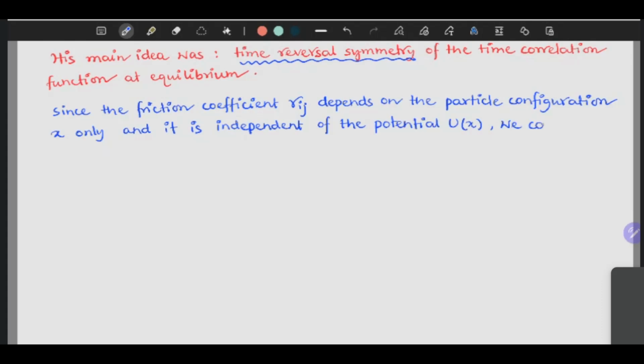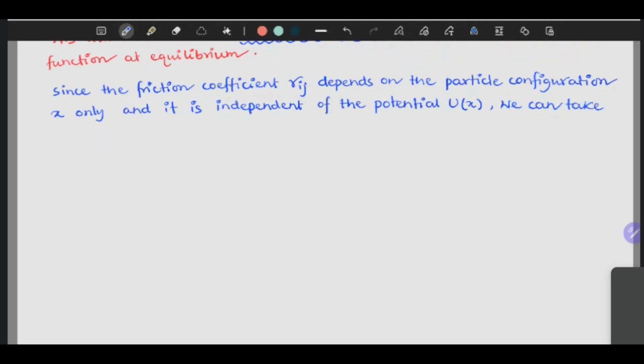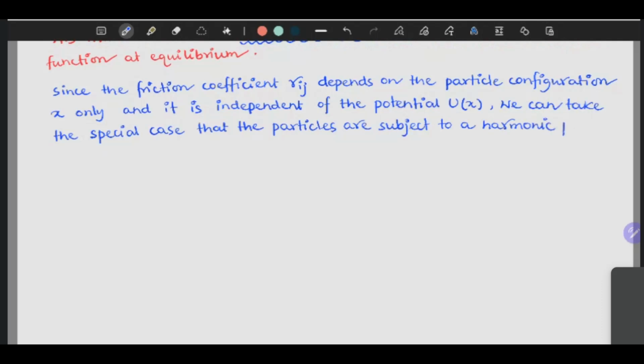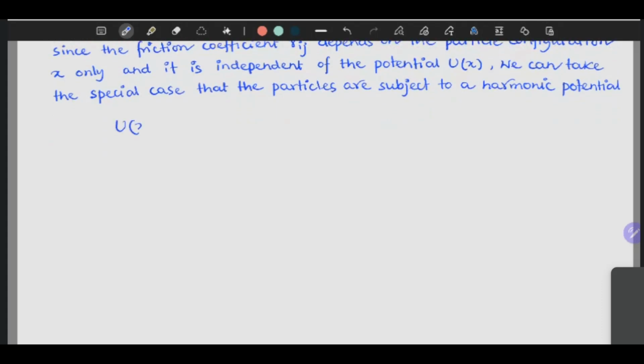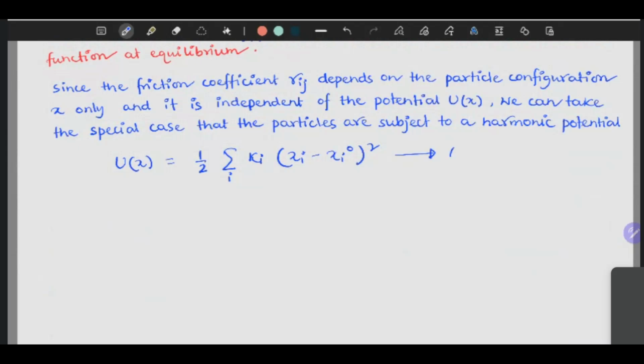We can take the special case that the particles are subject to a harmonic potential, like u of x is equal to half k_i for each coordinate, x_i minus x_i0, whole squared. So this can be termed as equation 10.